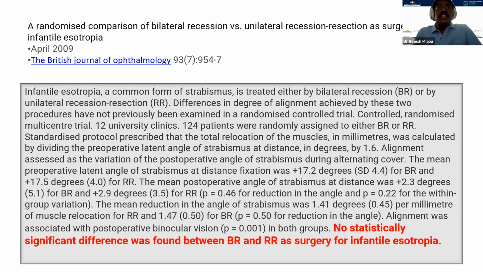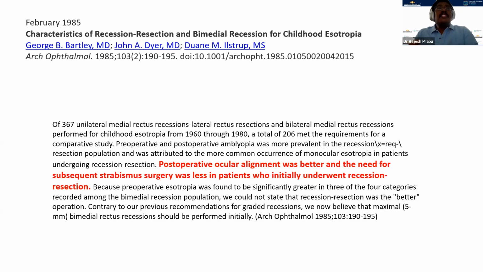This was a study done in April 2009, published in the British Journal of Ophthalmology. And another study, found in Archives of Ophthalmology in February 1985, makes a very important point: the postoperative ocular alignment was better, and the need for subsequent strabismus surgery was less, in patients who initially underwent recession resection. So the authors were favoring more of an R&R procedure.